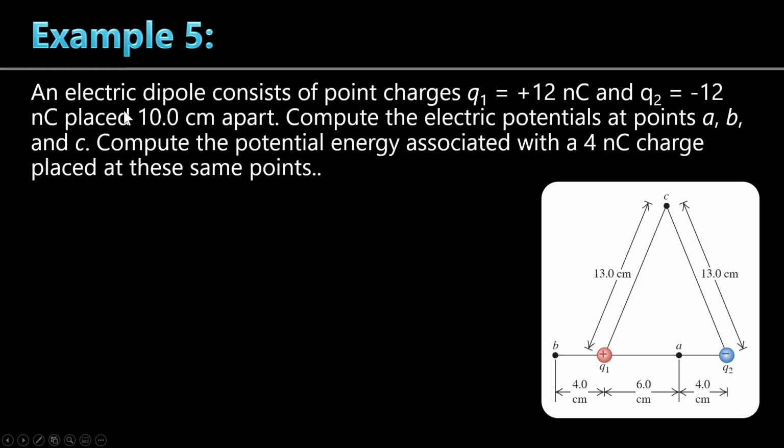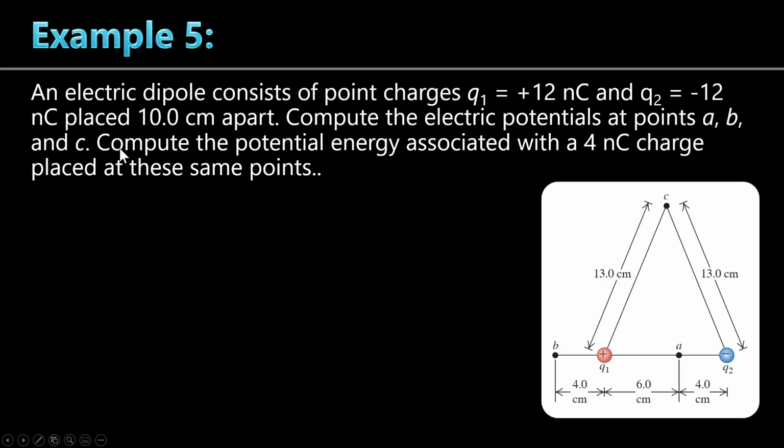An electric dipole consists of point charges Q1 equal to 12 nanocoulombs and Q2 equal to 12 nanocoulombs pero negative. 'Di ba? Ito yung dipole mo, no? Equal in magnitude but opposite polarity. One is positive and the other is negative. They are 10 centimeters apart. Ano daw ang electric potentials at points A, B, and C?